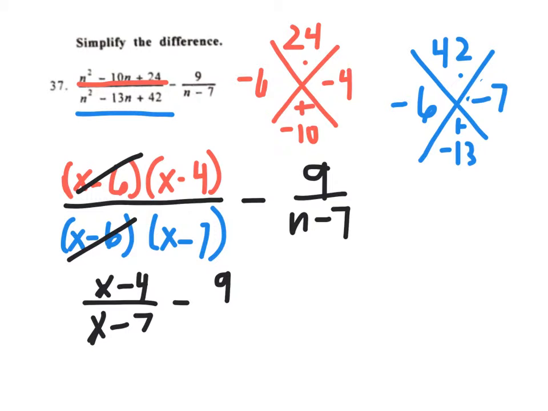minus 9 over n or x. Sorry, I changed all my n's to x's. I hope that's okay with you. It's the same thing. So we'd have x minus 7.